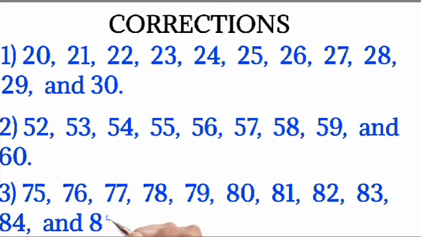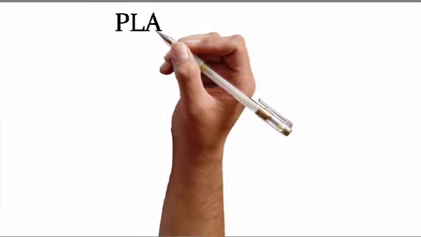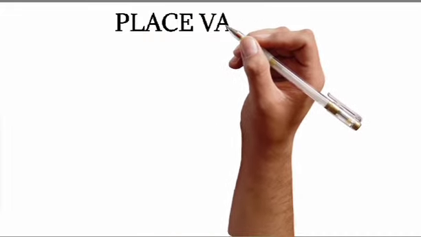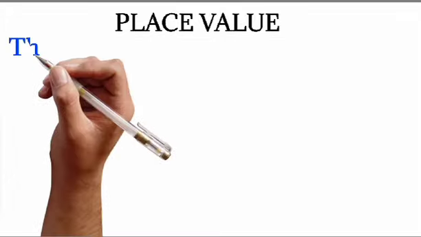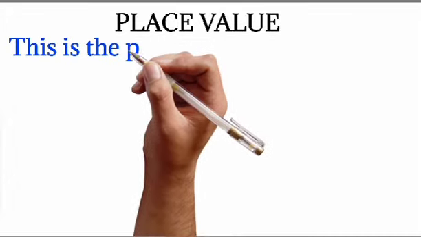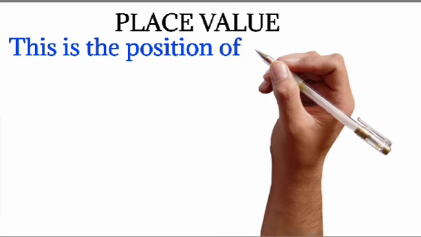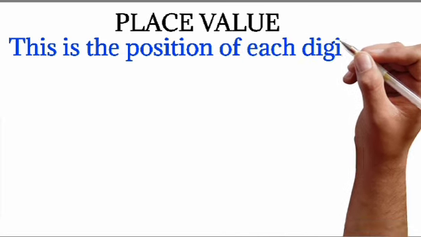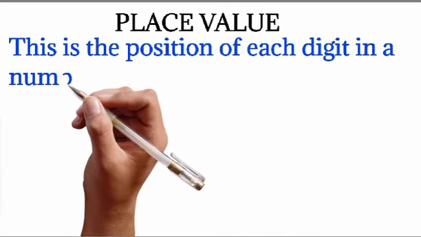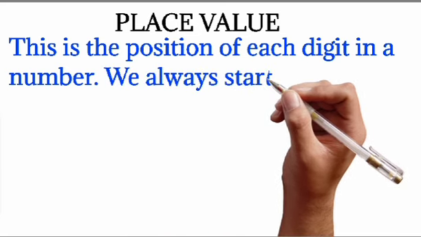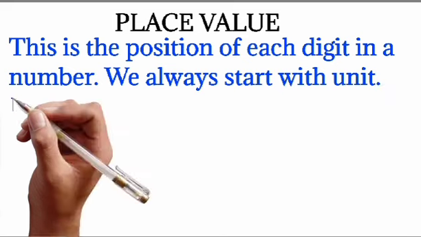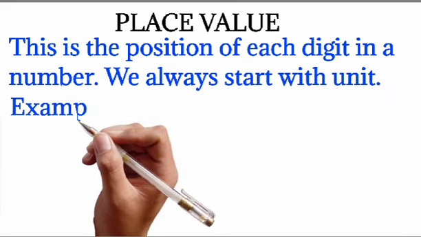So let's continue. Over to the next slide, we have our place value. Now, first of all, let's know what is place value. This is the position of each digit in a number. We always start with units. Remember that we always start with units.